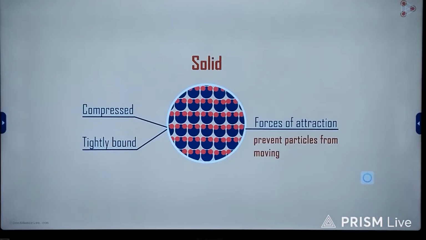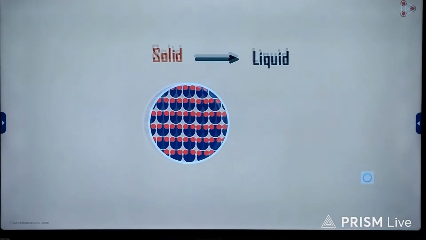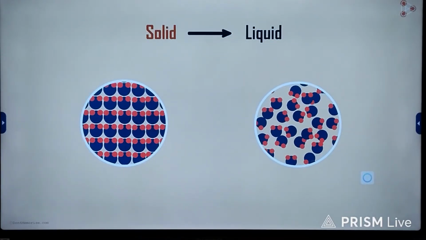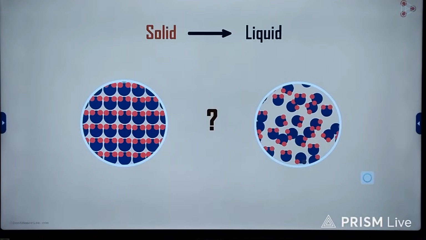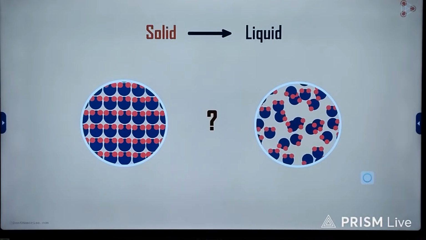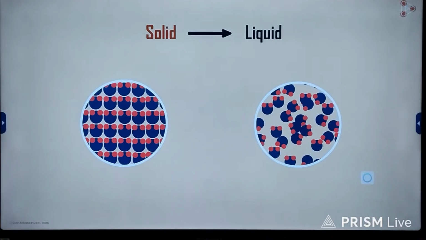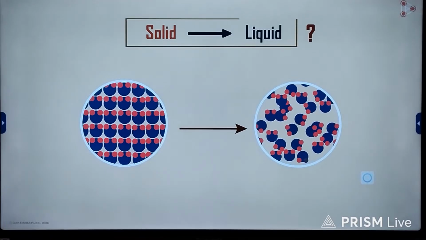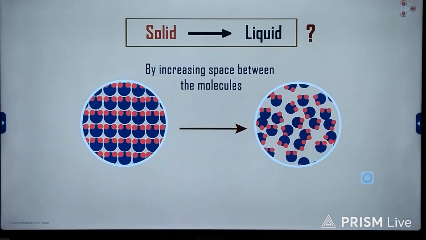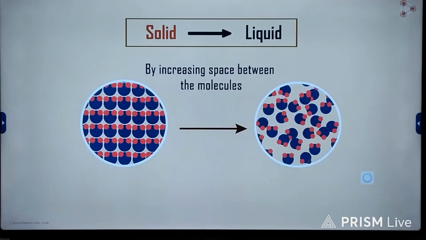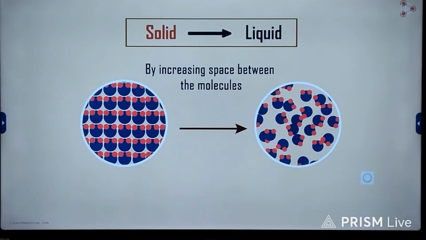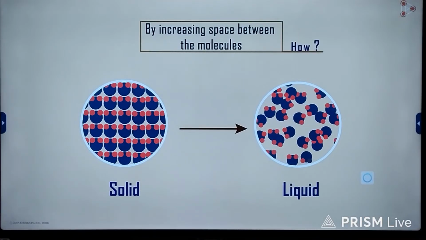Now, what would we have to do in order to convert this solid matter into liquid? Hold on to your answer. Let us first look at the particles of the liquid. What about them? Do they have space in between them? Yes, there is some space between the particles of liquids. How would a solid become a liquid? By increasing the space between the molecules, correct? Seems to be the right answer. But how can we do that?